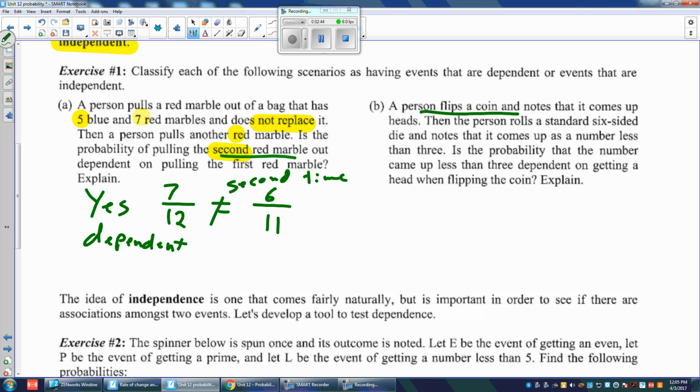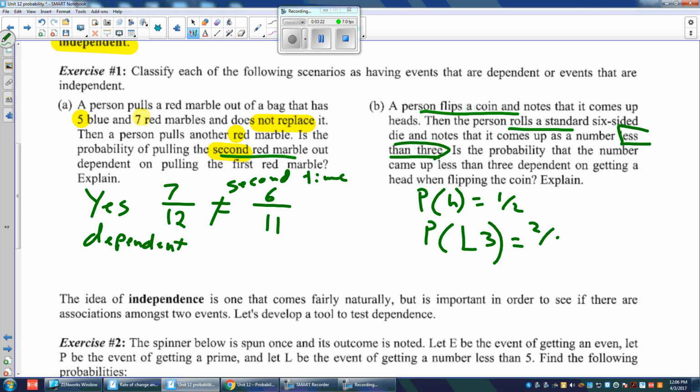A person flips a coin and notes that it comes up heads. A person rolls a standard 6-sided die and notes that it comes up as a number less than 3. Is the probability the number came up less than 3 dependent on getting heads on flipping the coin? Explain. Well, the probability of getting heads is 1 out of 2. The probability of, let's say, less than 3 is 2 out of 6.